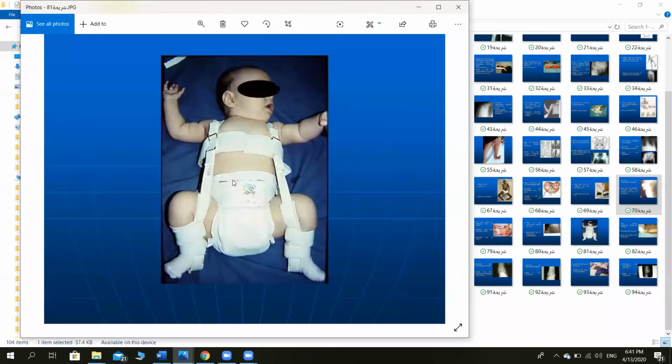Usually we treat the hip in abduction splint for the age of the patient in months plus 2. The child with DDH who is 1 month old needs 3 months of abduction splintage, and the one who is 5 months old needs 5 plus 2, which is 7 months in abduction splint. The earlier we diagnose the patient, the better the result and the shorter the treatment duration.